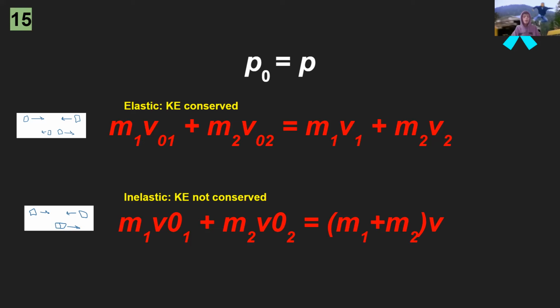Some of these things may be zero depending on the problem. So if it says mass 2 is at rest, then this would be 0, and so it would only be this. But this is just if they all had initial velocities and all had final velocities.